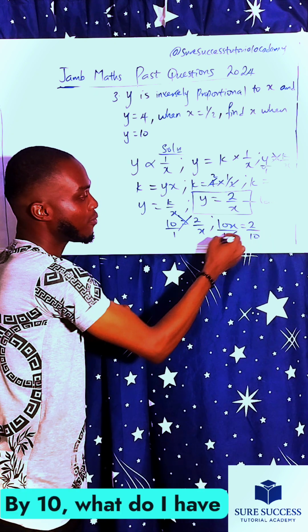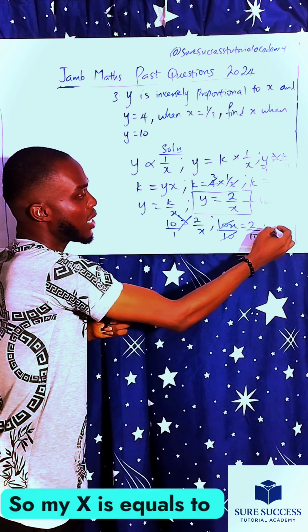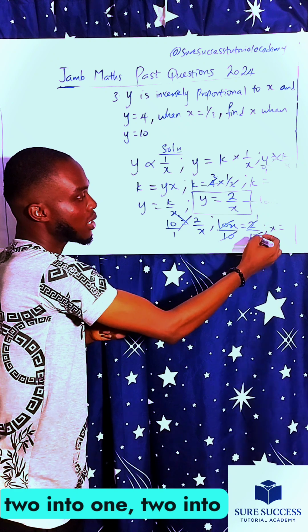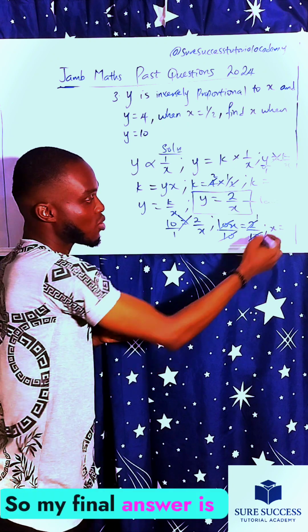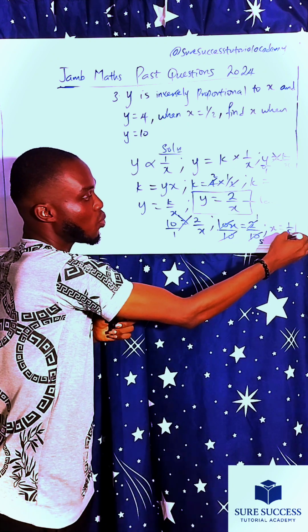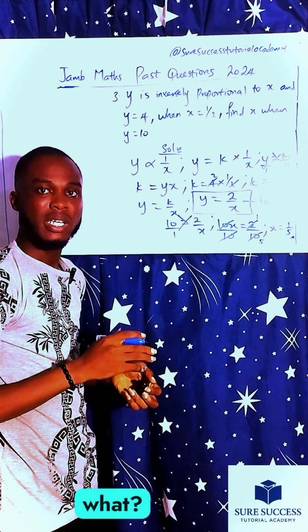So if I divide both sides by 10, 10 cancels 10. My x is equal to 2 over 10, which gives me 1 over 5. So my final answer is x equals 1 over 5. As easy as ABC.